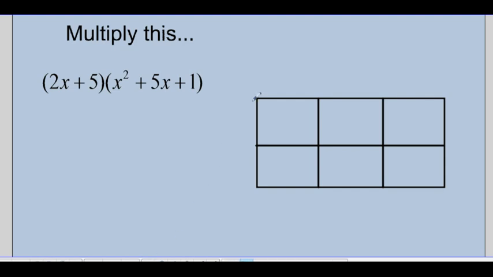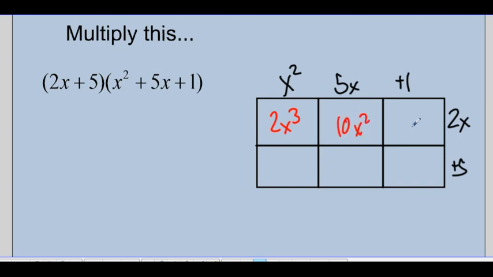Just a little bit of review. I'm going to write x squared, 5x, and plus 1 on the top, and the binomial on the right side, 2x and positive 5. So multiplying columns and rows, x squared times 2x is 2x cubed. 5x times 2x is 10x squared. 1 times 2x is 2x. 1 times 5 is 5. 5x times 5 is 25x. And x squared times 5 is 5x squared.